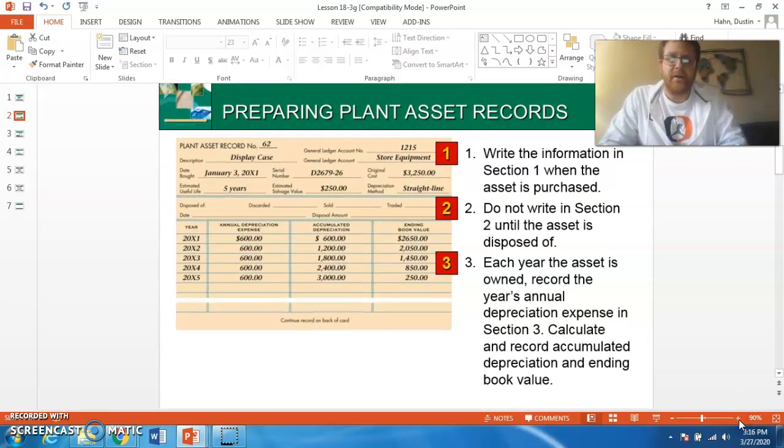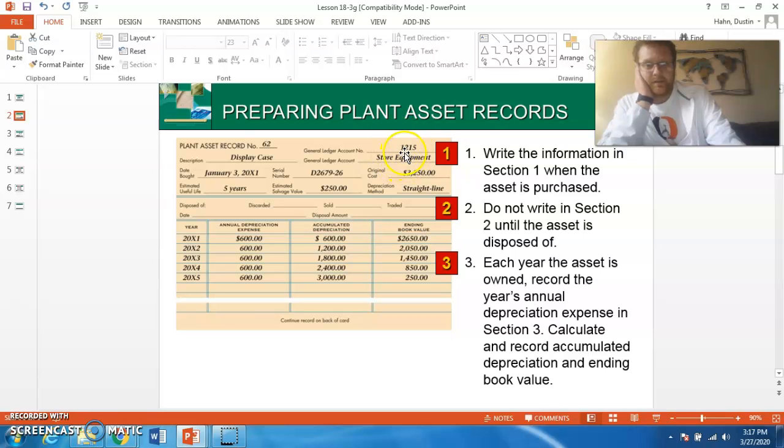Alright, so when we are preparing this record of your asset, car, computer monitoring, whatever you end up buying, here's what the records are going to look like. This top part is all the information when you purchased it. The plant asset record number will be provided to you. General ledger account is the account it's associated with. In this situation, this asset's a display case, which qualifies as store equipment.